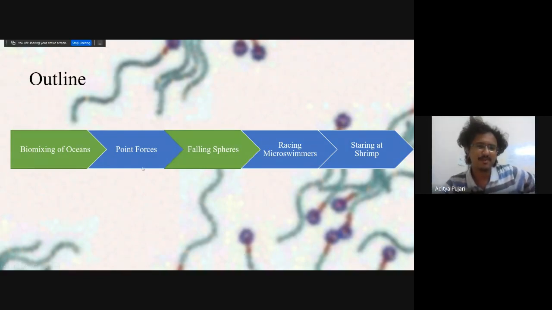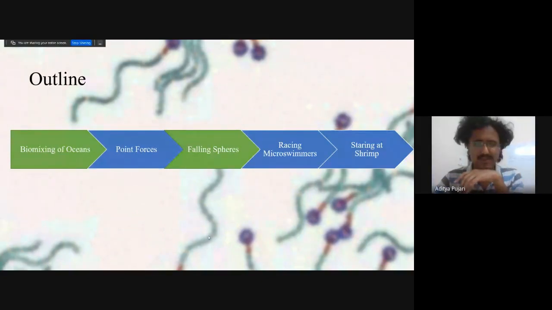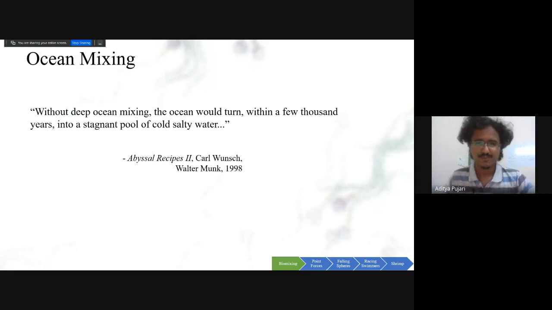Thereafter, before we moved on to modeling animals using point forces, we first looked at a few simple problem statements. One was about falling spheres. The other was about racing micro swimmers, which I'm still working on currently. And last but not least, this one is still incomplete. Okay, yeah, it is the least. Staring at shrimp and writing equations to model the shrimp. I'll come to why shrimp in particular. I've made those two boxes of biomixing and falling spheres green because I think I'll talk more at length on those two topics.